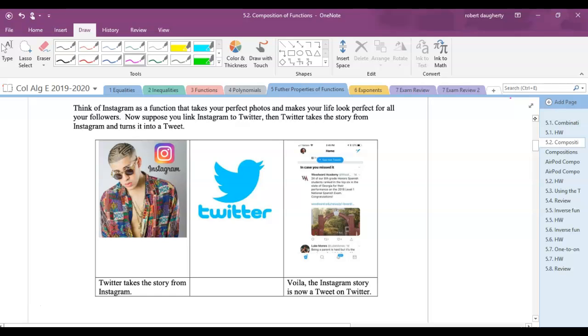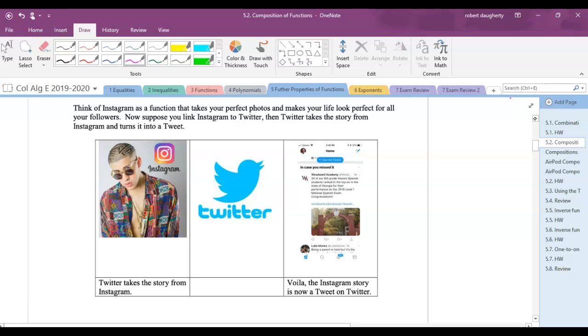So I got two functions here. One function was Instagram, the other function was Twitter. So what did I do with these functions? I didn't add them together. I didn't add or subtract or divide. I didn't multiply. I did one and I applied them both consecutively. I applied one function and then I applied another function, okay?